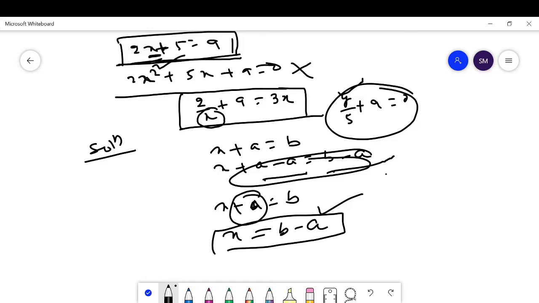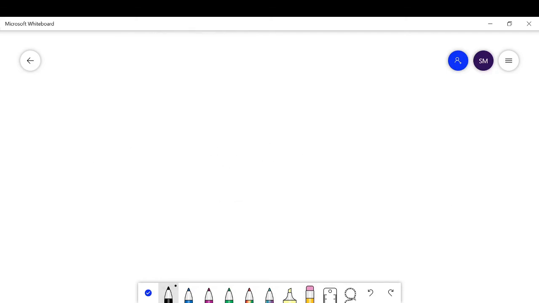This is the solution. Suppose 5x is equal to 9. Then x is equal to 9 upon 5, because 5 is multiplied here. When you take it to the RHS, it divides. Okay, in this method we solve the equations. I have already told you students, please practice a variety of questions.